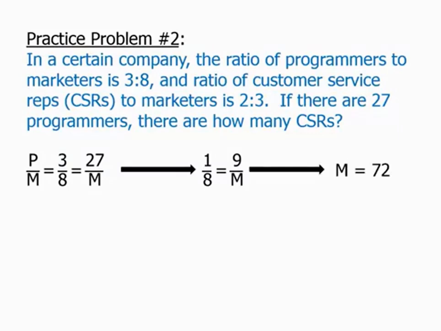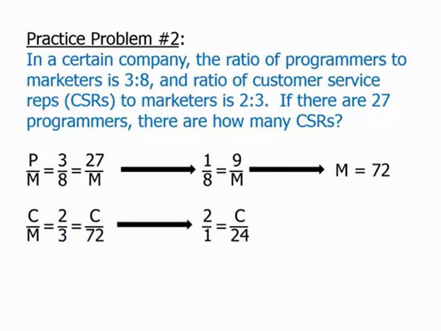Now we take that number and use it in the other ratio. The ratio of customer service reps to marketers is 2 to 3. And we know marketers is 72, so C is going to be the number of customer service reps. That's the answer we're looking for. Again, we can cancel now in the denominator by a factor of 3. It simplifies to this. We cross multiply, and we get that there are 48 customer service reps. And so that's the answer.